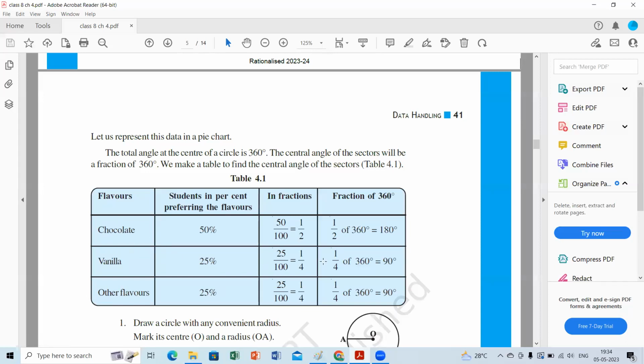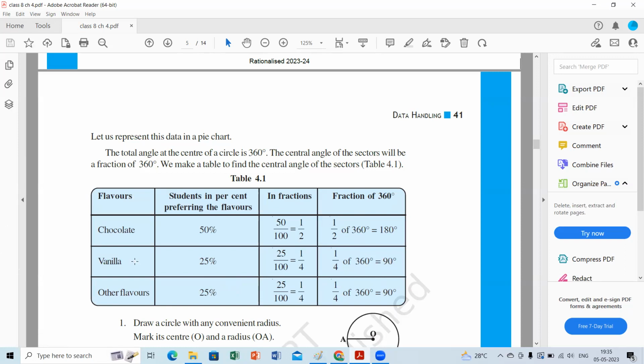Coming to the vanilla flavor, we know 25% is nothing but 1/4. 1/4 into 360. Please cancel, children. 4 nines are 36, so it is equal to 90. Other flavors is also the same. So these are your values.